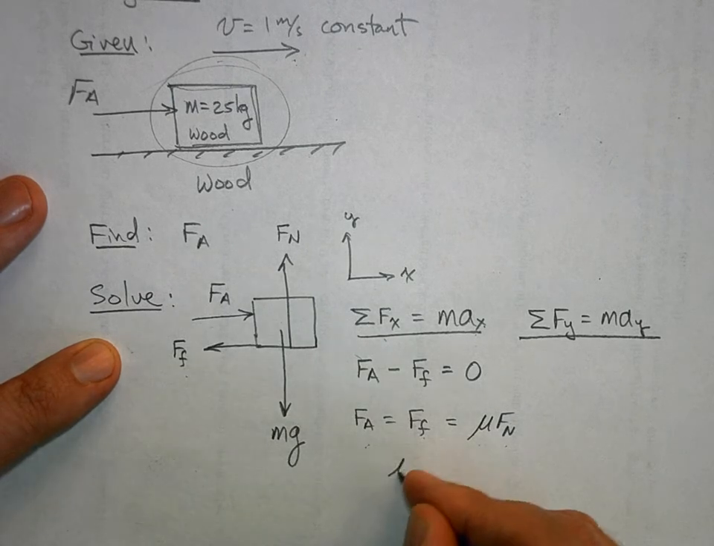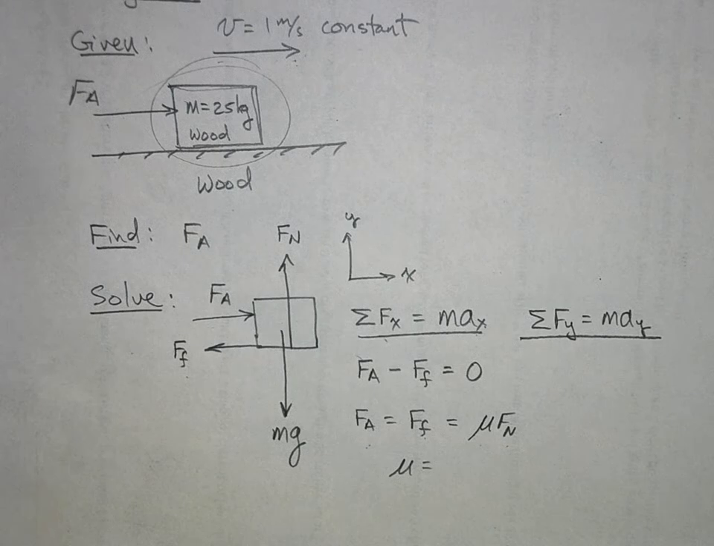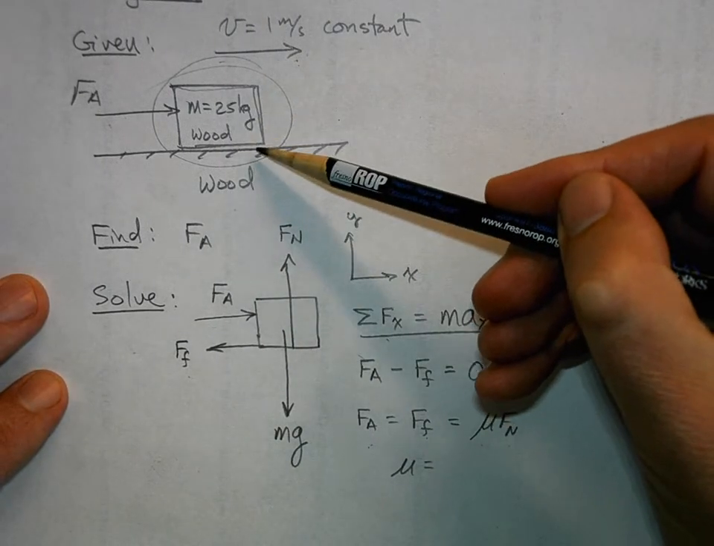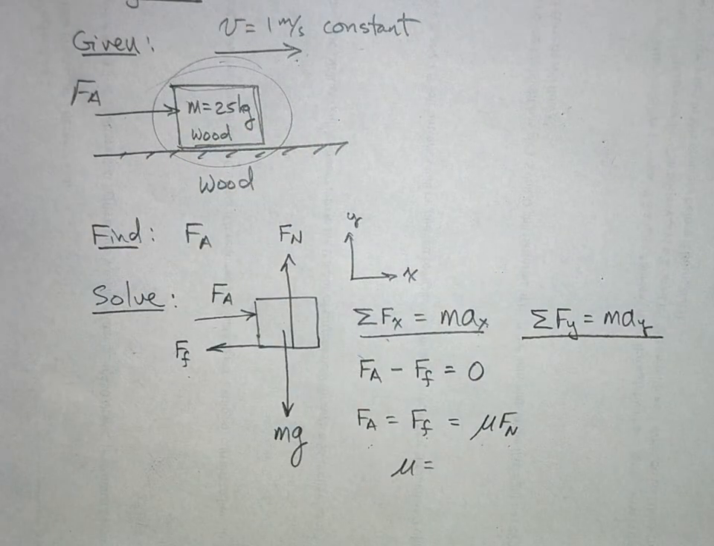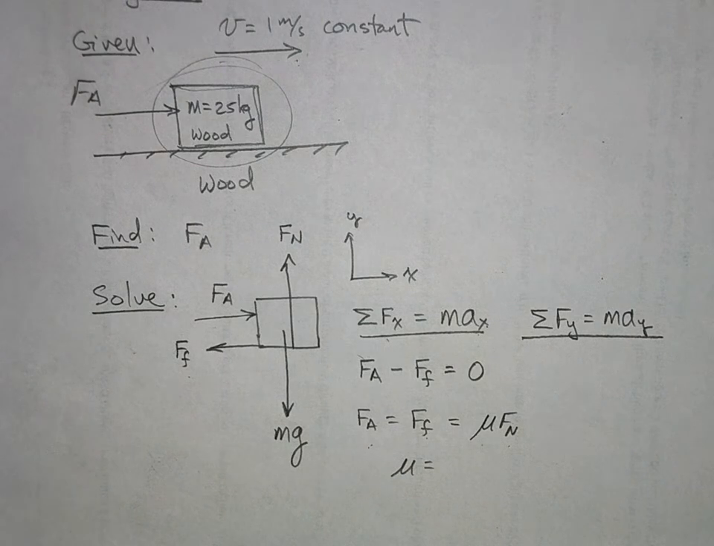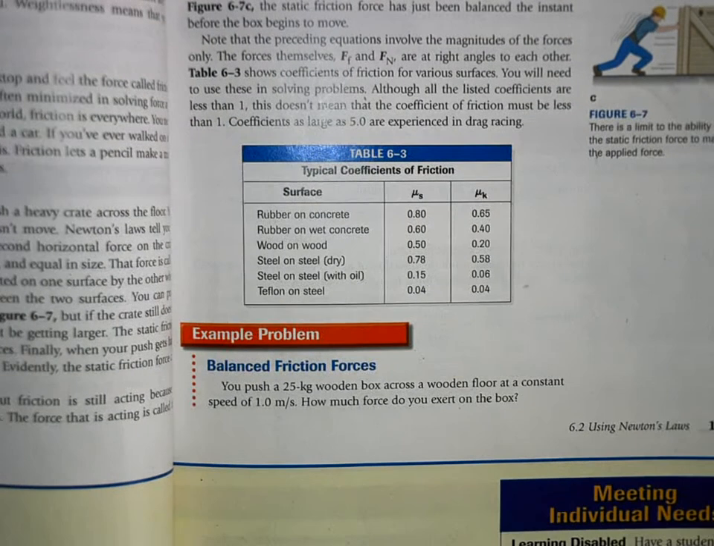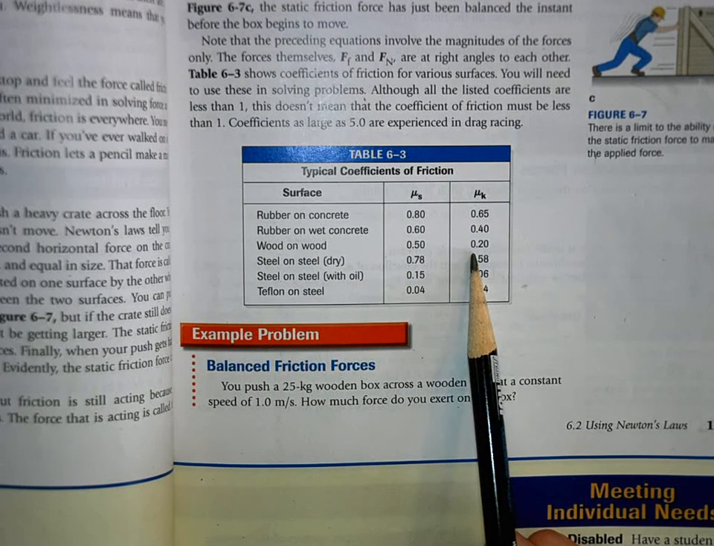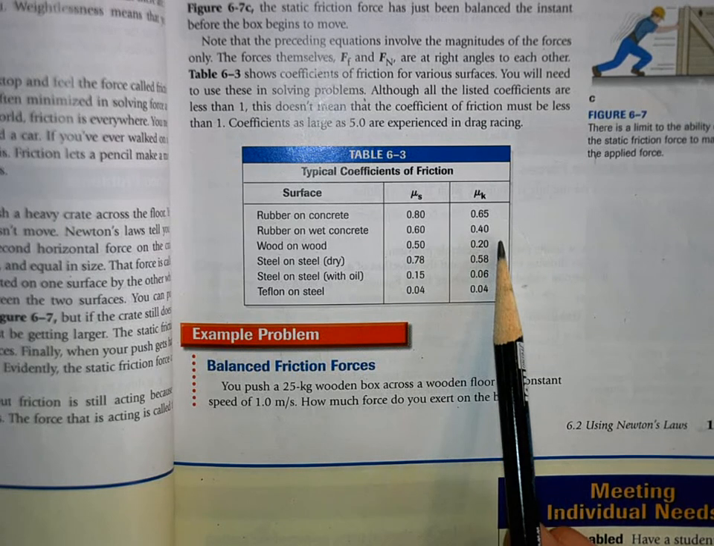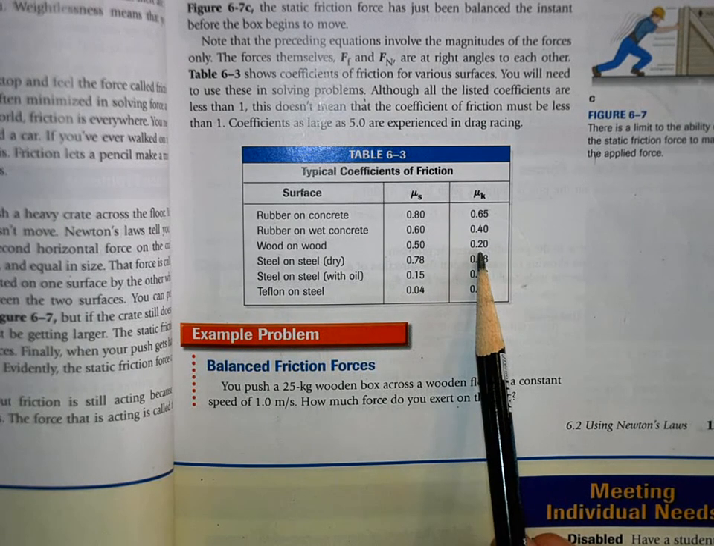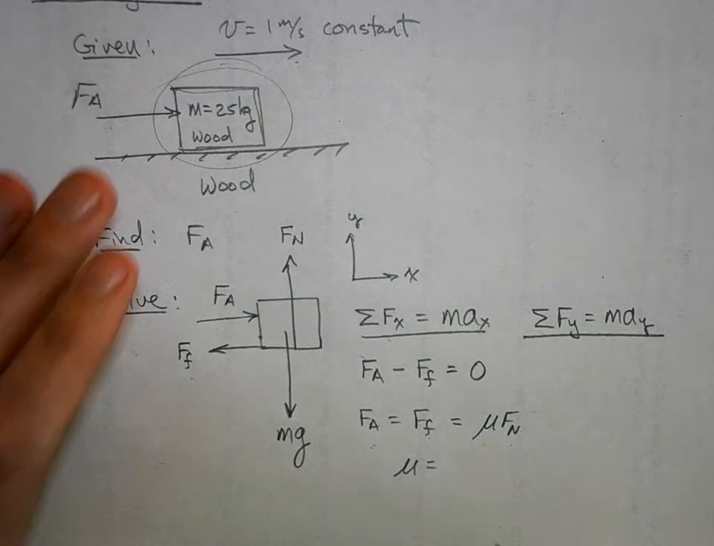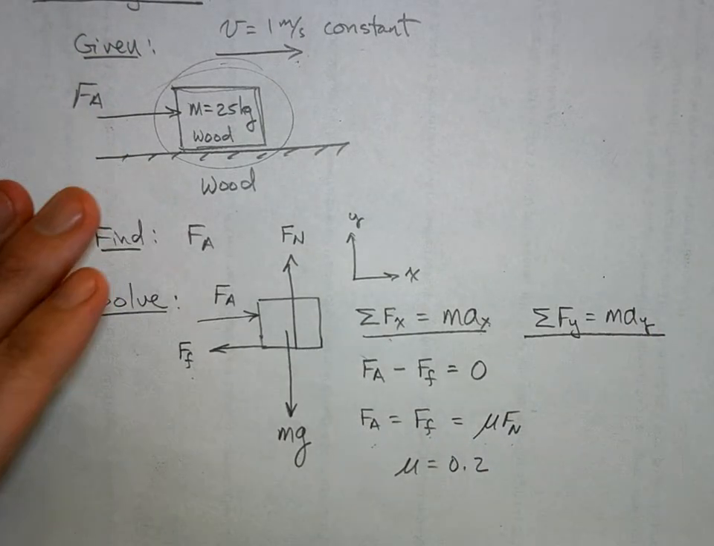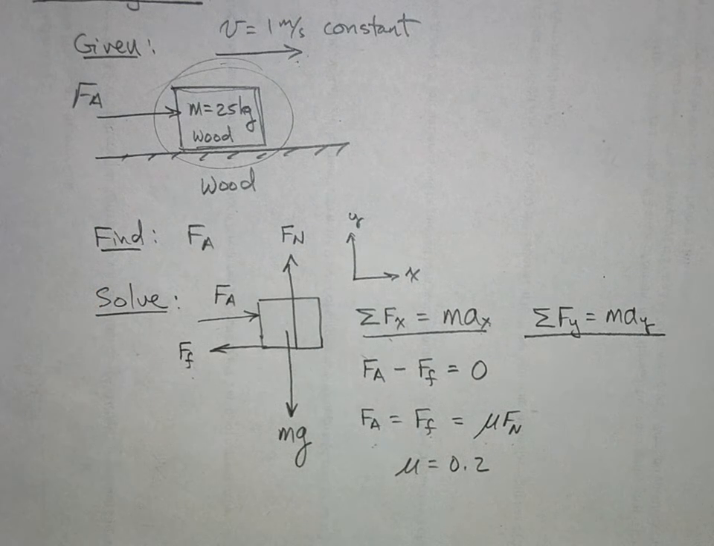Well, let's get mu first. It said that it was wood rubbing across wood, and in your book there is table 6.3, which you can use right here. Wood on wood, and this is not static friction, this is sliding friction. The coefficient of kinetic friction is 0.2. So you have to look this up, 0.2, and that's from the table in your textbook. That table's on page 131.